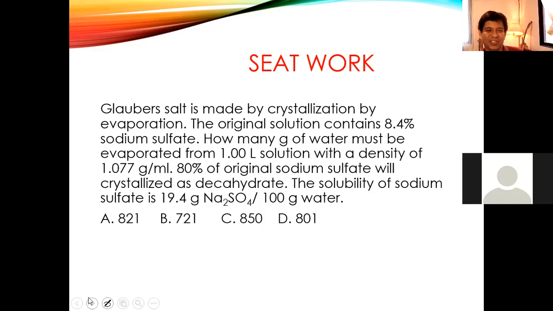Okay, Glover salt is made by crystallization by evaporation. The original solution contains 8.4% sodium sulfate. So how many grams of water must be evaporated from 1 liter solution with a density of 1.077 grams per ml? 80% of the original sodium sulfate will crystallize as decahydrate. The solubility of sodium sulfate is 19.4 grams sodium sulfate per 100 grams water. Okay, so solve.